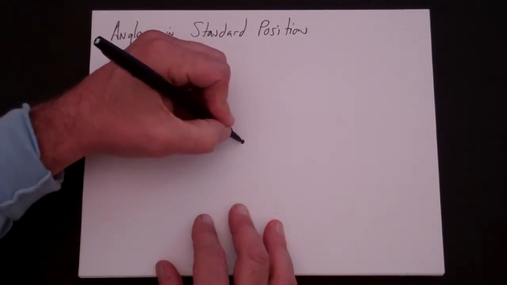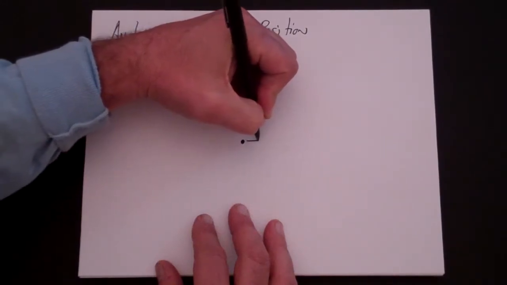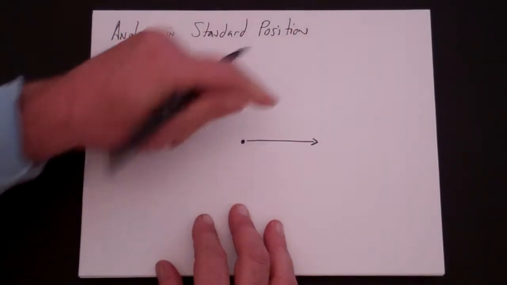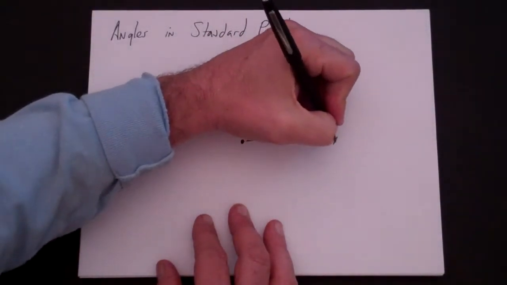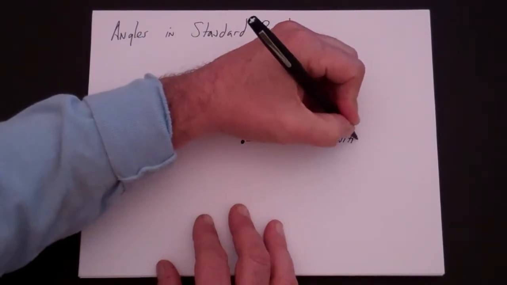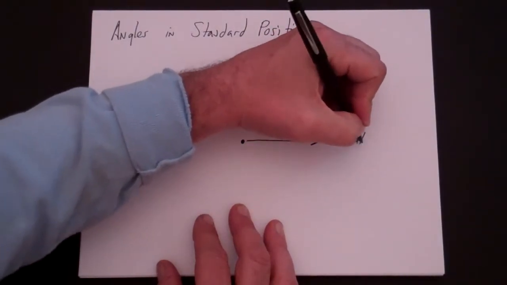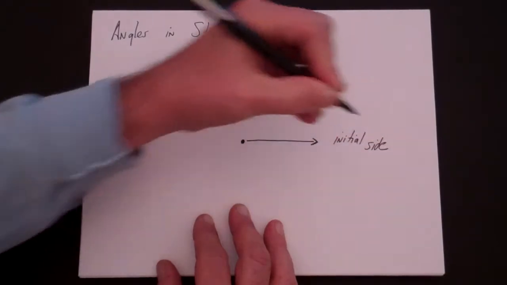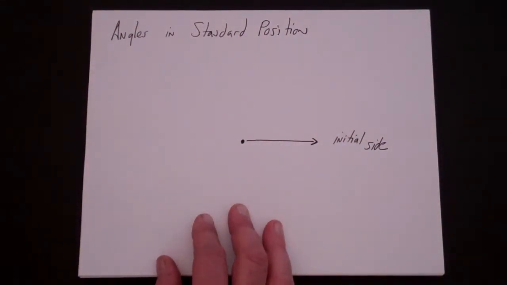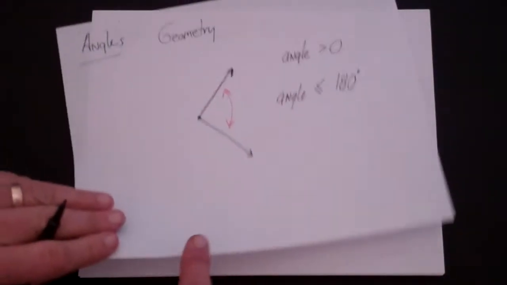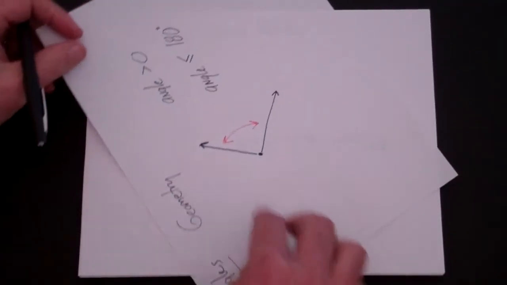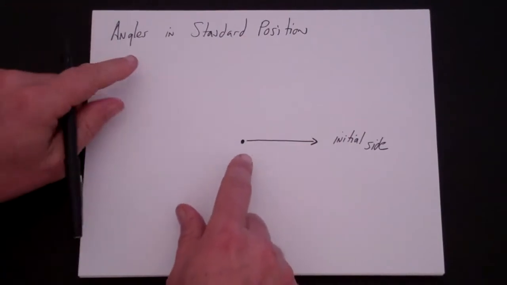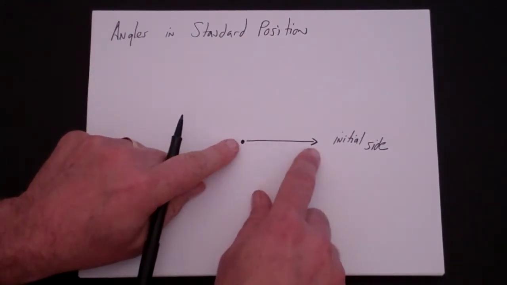The way that you define angles in standard position is you always start from the same place. So let's put a point here, and let's draw it straight in this direction. We're going to call this the initial side of an angle, and the initial side always remains in the same place. That's the first difference. In geometry, you can have an angle and move it around, and it's kind of free floating in space. We're going to start an angle always in the same place.